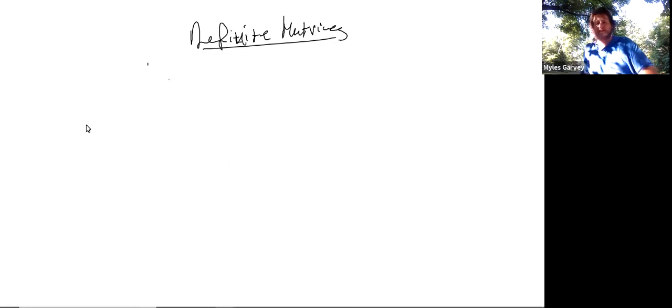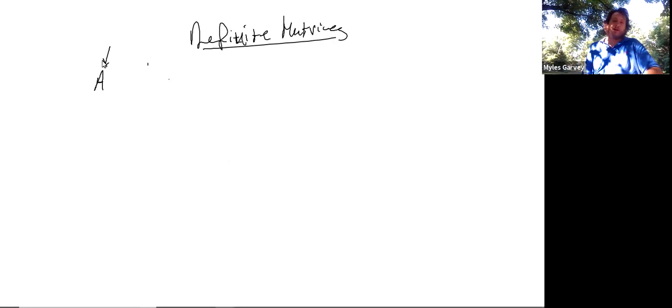The last part of today's lecture is just a small note on the idea of definite matrices. And here's the idea behind definite matrices. We say that a matrix A is positive definite, and usually we require this to be symmetric and square.